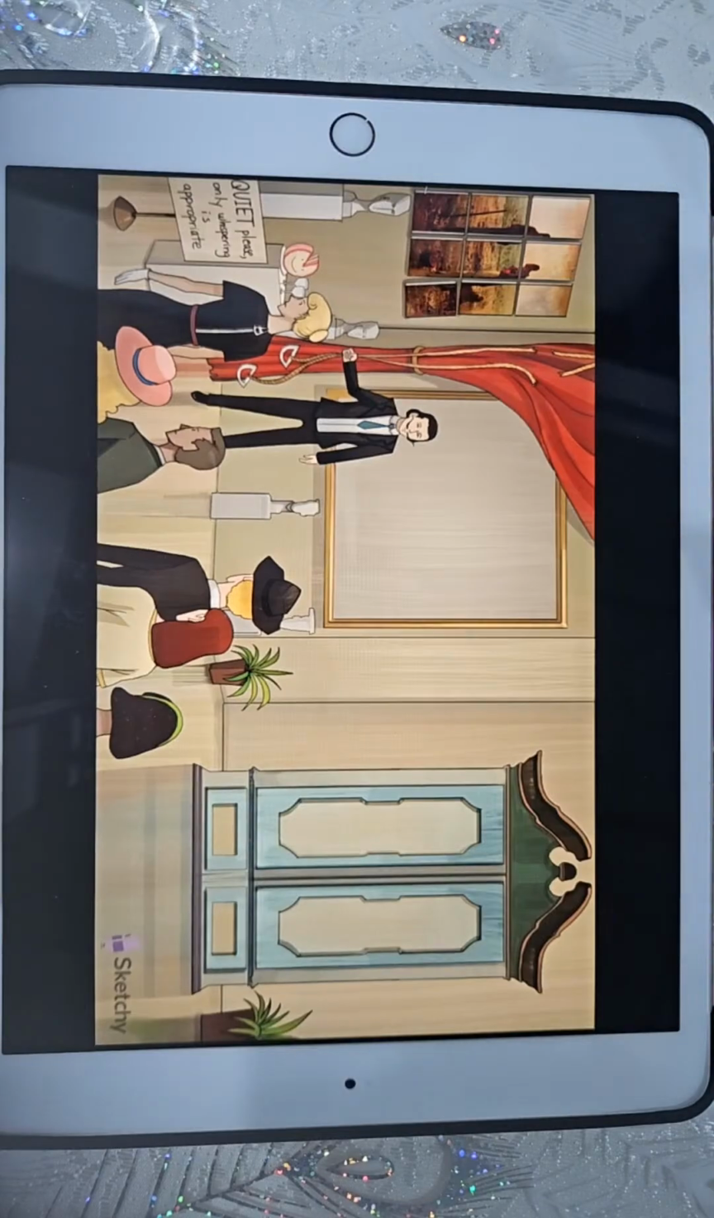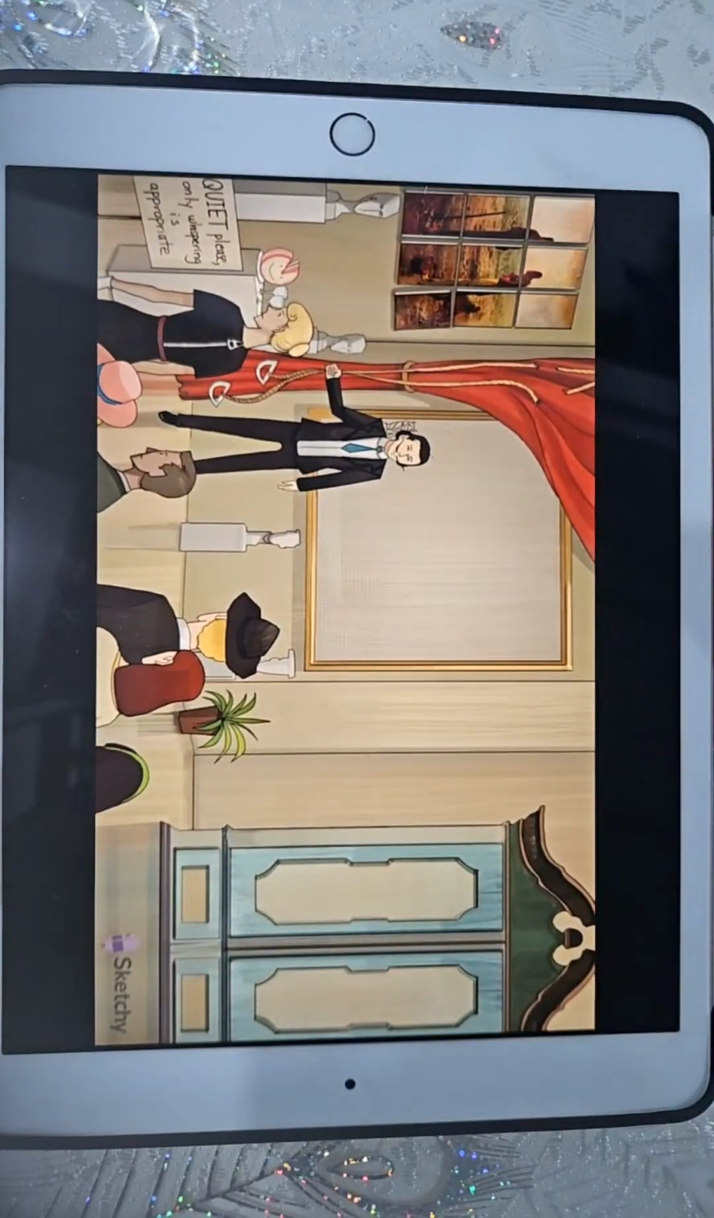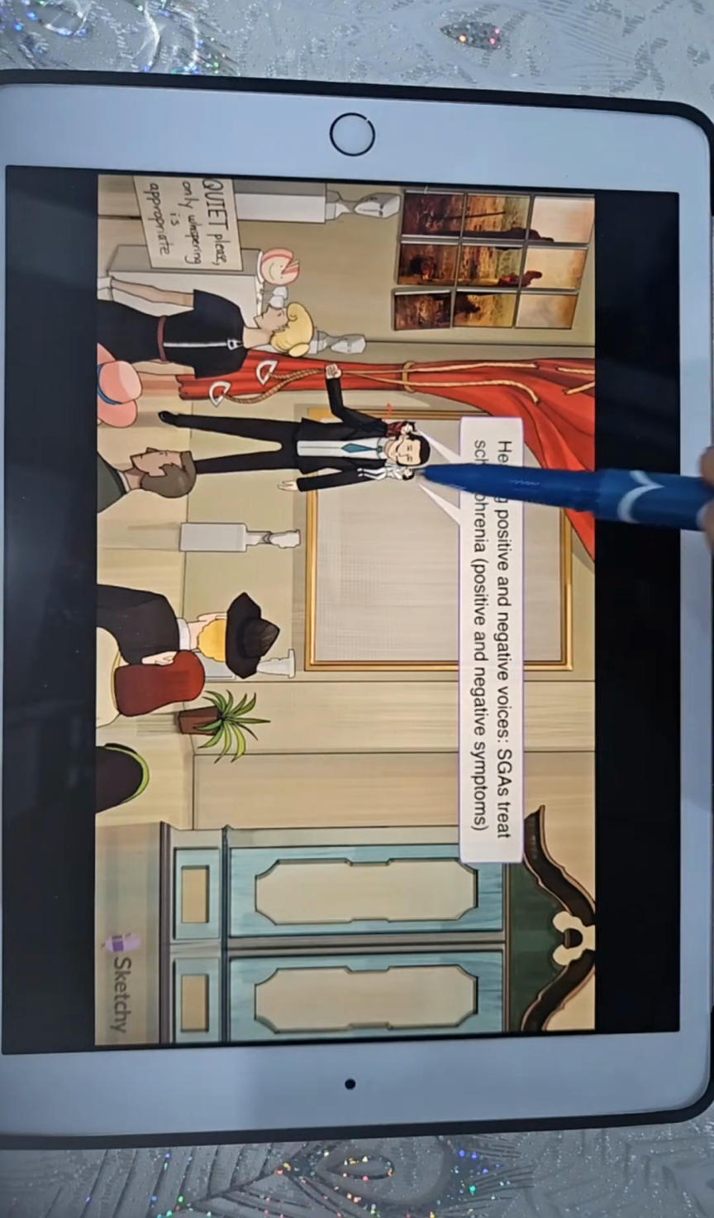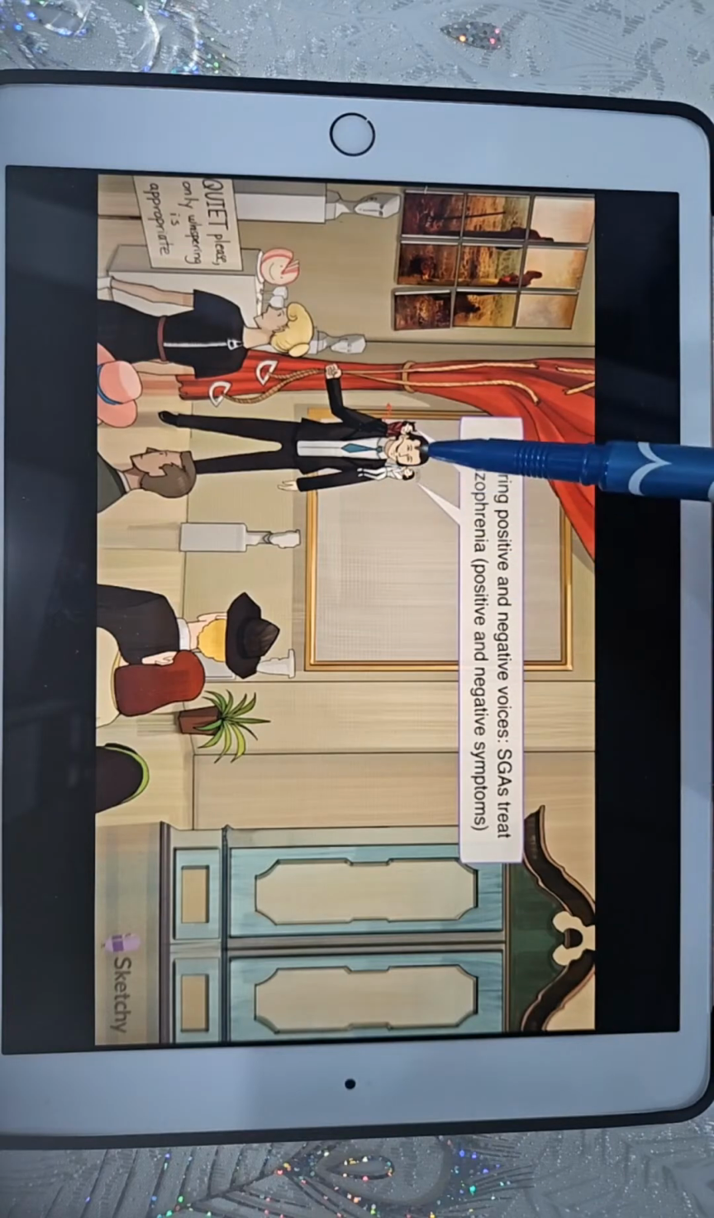At Sketchy, we depict the positive and negative symptoms of schizophrenia as positive and negative voices being whispered into patients' ears. So, akin to the two outrageous mustaches radiating from Dali's face, second-generation antipsychotics are effective in treating both the positive and negative symptoms of the disease.